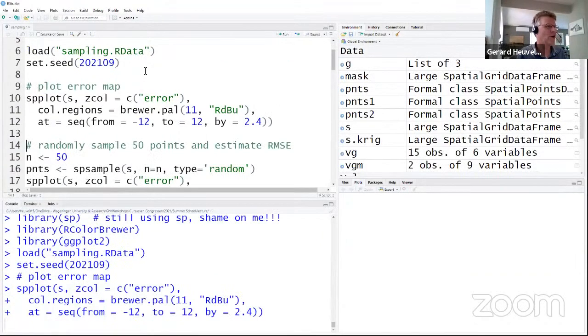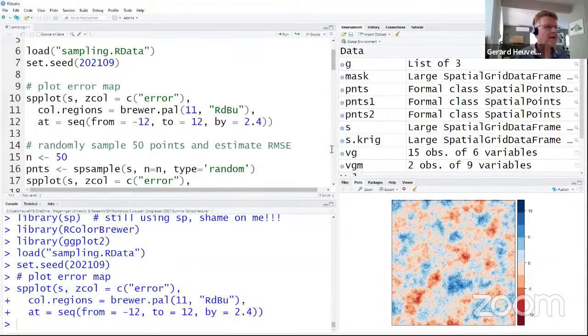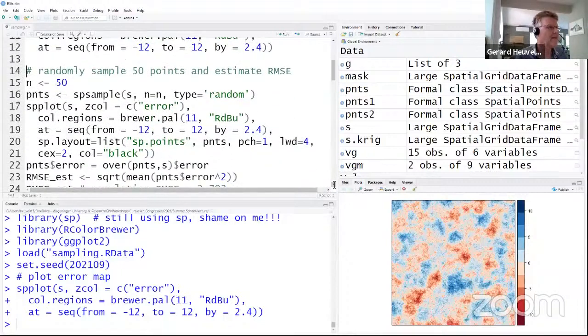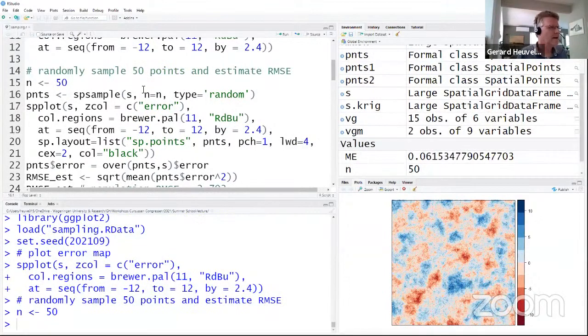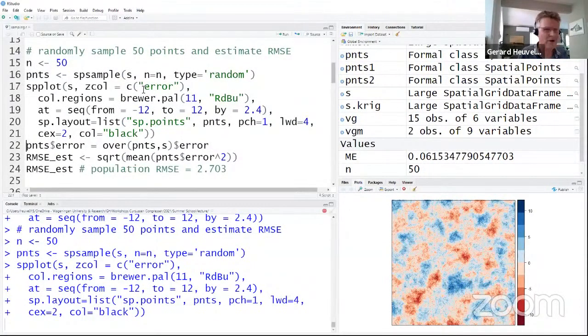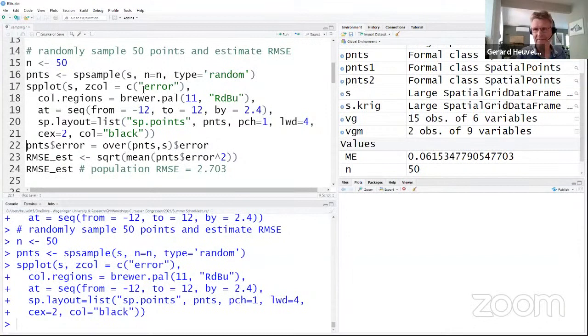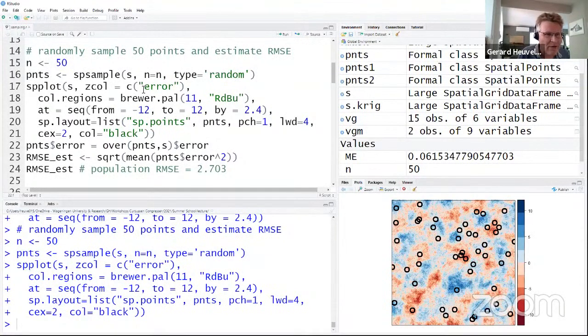Okay, and let's plot that map of the errors. So it takes a bit of time. But this is the error map, and let us now sample randomly 50 points from that area, okay? And let's plot those points on the error map. Okay, so the center of every circle is one of the points that were sampled, 50 points in total. It's a random sample from the population.